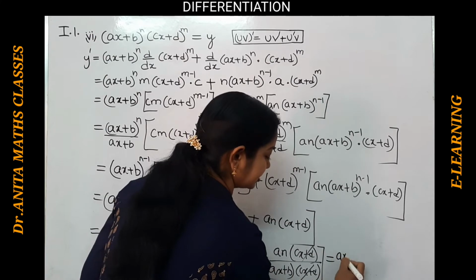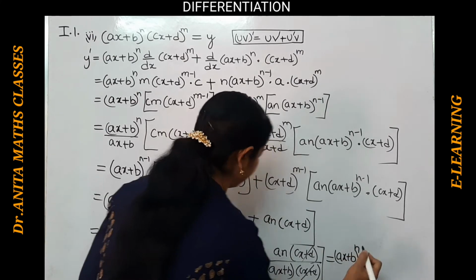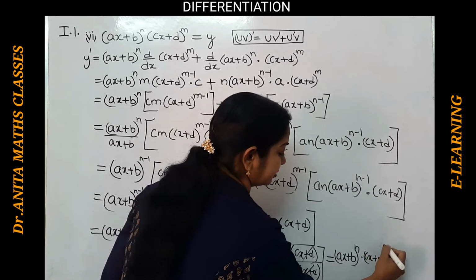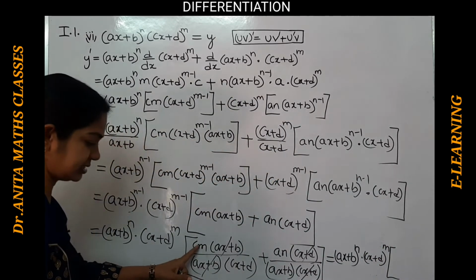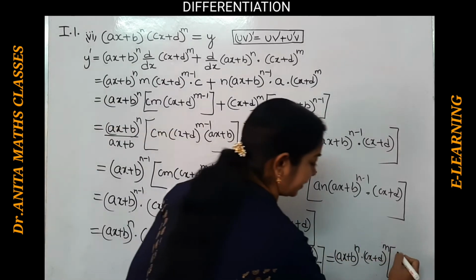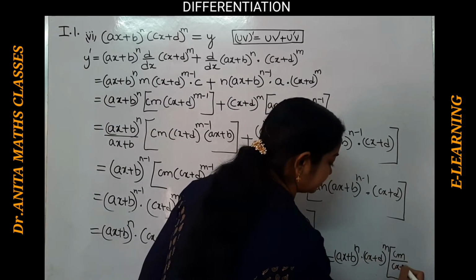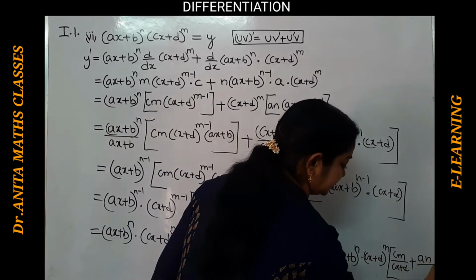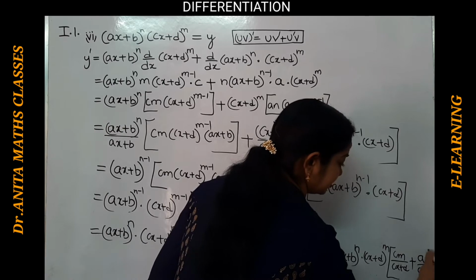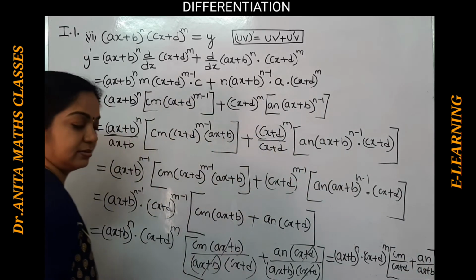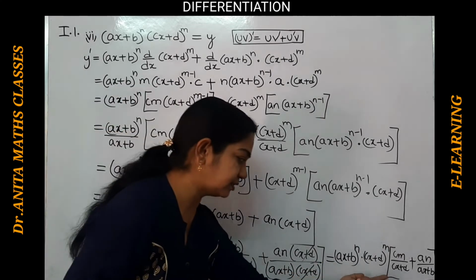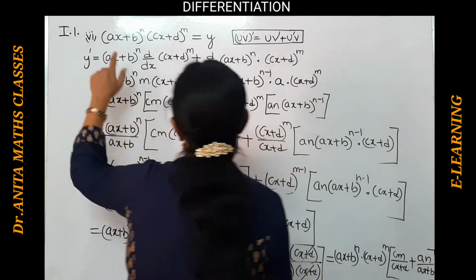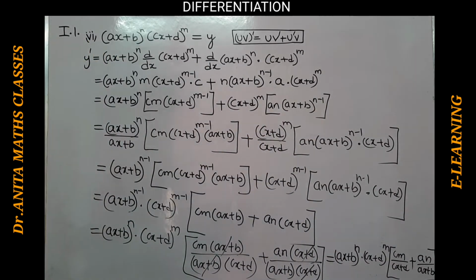So that is (ax+b) to the power of n here, (cx+d) to the power of m here, multiplied by just cm by (cx+d) plus here an by (ax+b). Just do a little bit of substitutions and a little bit of simplification and leave it over here. So this is the derivative of this. Please pause it and note it down.